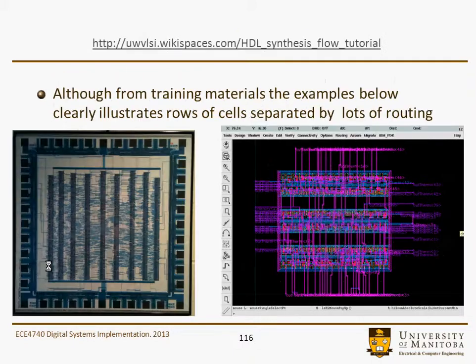Here are a couple of pictures from training materials that I found online, and they clearly illustrate rows of cells separated by routing. So these would have been cells, your logic blocks, your combinational or sequential logic functions, and in between is a whole bunch of routing channels. This is just another picture zoomed in a little bit, but it clearly shows some standard cell placement areas, and then some routing where the standard cells are not.